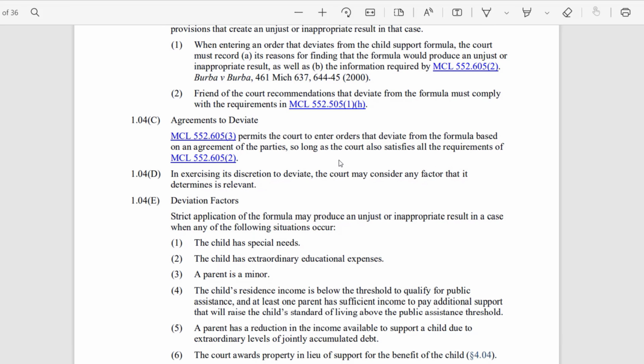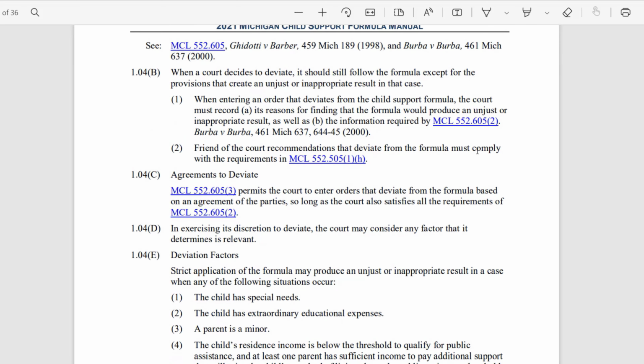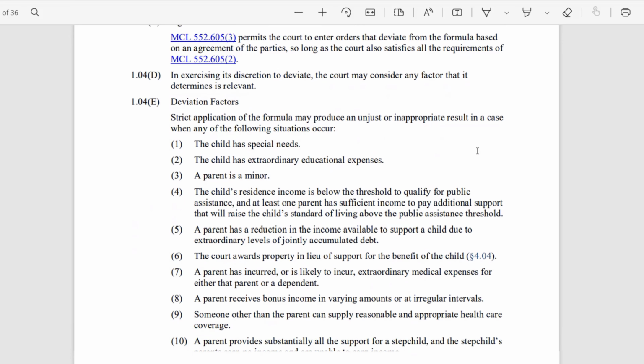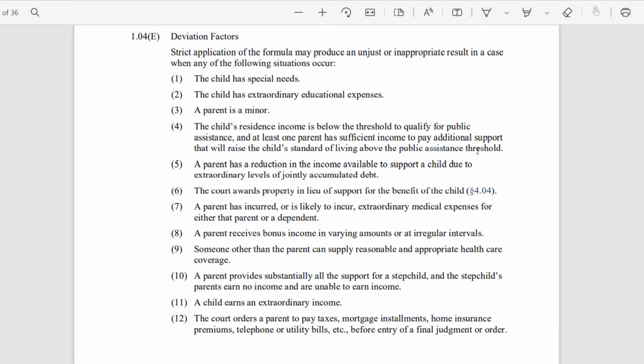which basically says that the law in Michigan allows the court to enter orders that deviate from the formula based on an agreement of parties as long as it satisfies the requirements of the law. So which really comes down to, did we make findings on the deviation factors? So here are the deviation factors that exist. One of these factors is the factor that you're going to want to put in the deviation addendum, and we're going to go back to that in just a minute. But so here are all your deviation factors, and you can find these on the State Court of Michigan's website to be able to find the Michigan Child Support Formula.